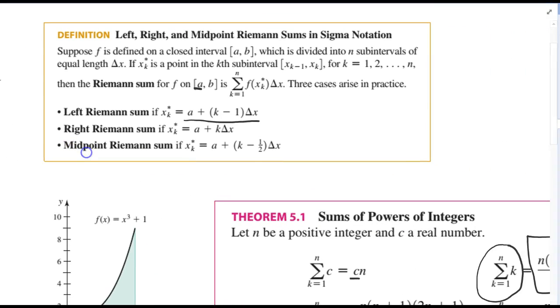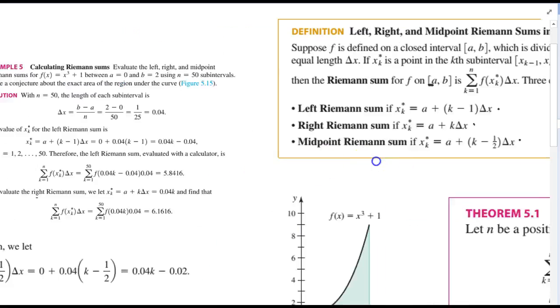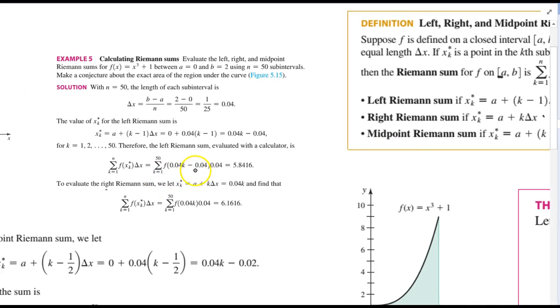On the previous page, they give you the 3 techniques for the left endpoint, right Riemann sum, and the midpoint Riemann sum. And that's not really where they leave it out. Where they leave it out is going into this summation here.